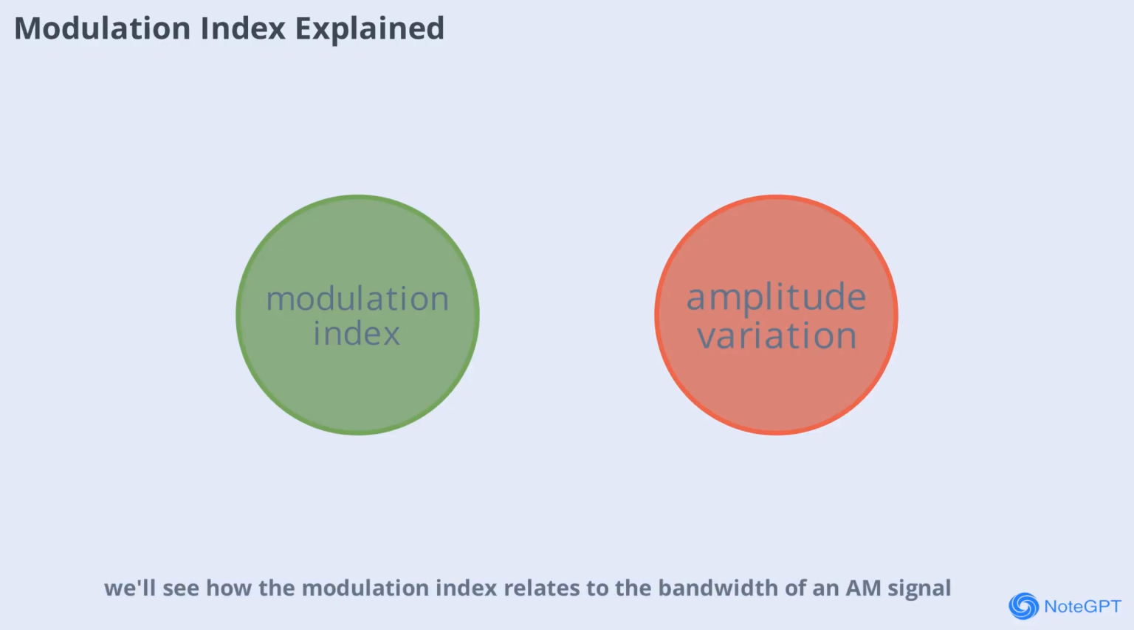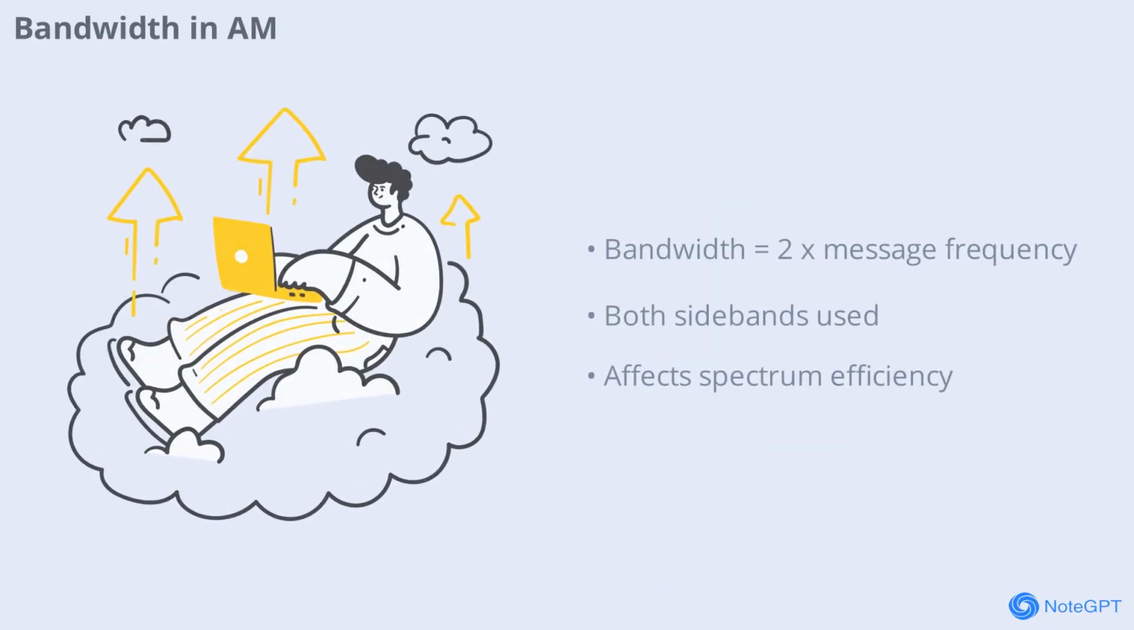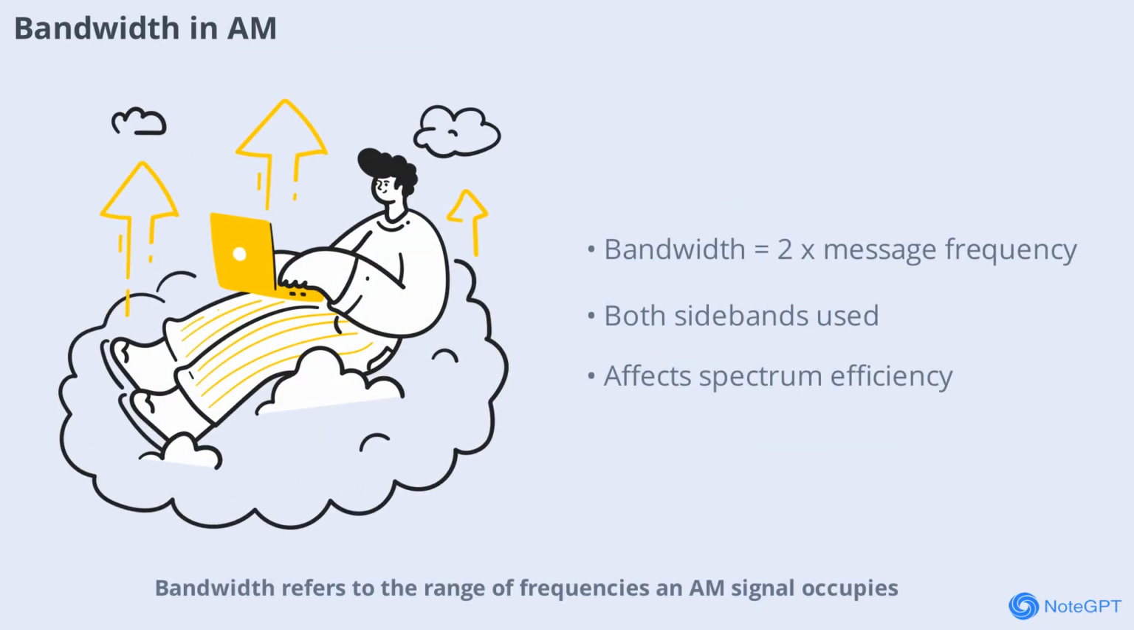Next, we'll see how the modulation index relates to the bandwidth of an AM signal. Bandwidth refers to the range of frequencies an AM signal occupies. In standard AM, the bandwidth is twice the highest frequency present in the message signal. This is because both the upper and lower sidebands carry the same information. Understanding bandwidth is important for efficient use of the frequency spectrum and for avoiding interference with other signals.